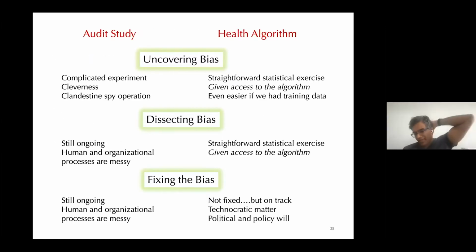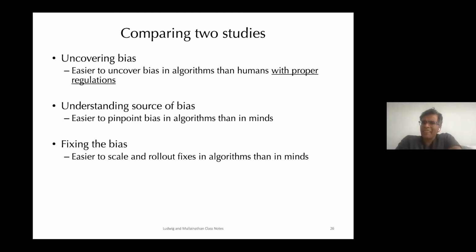Okay, so fixing the bias. I'm not implying that it's fixed, but it's on track. It's kind of a technocratic matter. It's a matter of political and policy will. So what I want to argue here is algorithmic bias is pernicious. It's very easy to creep into the system. It is very problematic because it happens at scale. Having said that, compared to human bias, the first lesson I took away from these two studies is that from uncovering to understanding to fixing, algorithms are easier on all those dimensions.